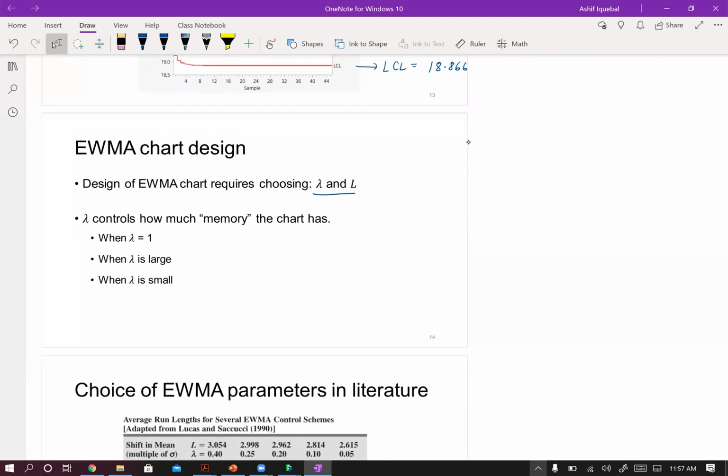Let's write down the value of Zi here just for reference so that we understand where lambda is coming from. Lambda is in this equation, right? Now, if you plug in lambda equals 1, the second term is equal to 0. If the second term goes to 0, there's no memory left. If there's no memory left, this is nothing but your Shewhart control chart. So when lambda equals 1, this becomes what we call memoryless, and EWMA is equivalent to the Shewhart control chart.